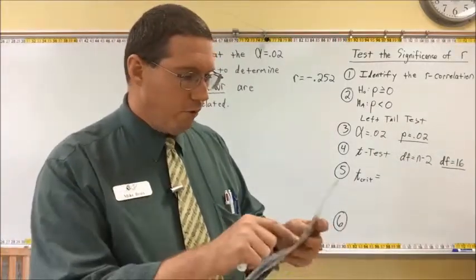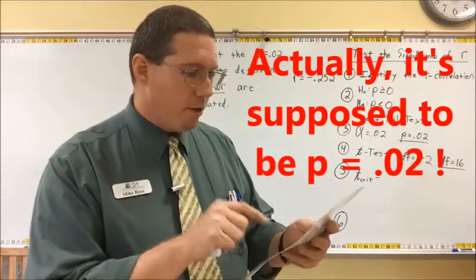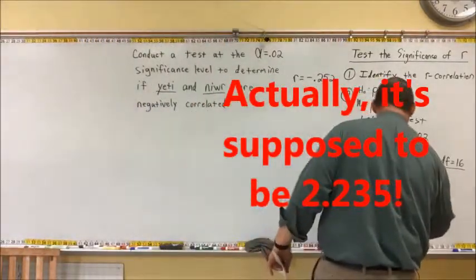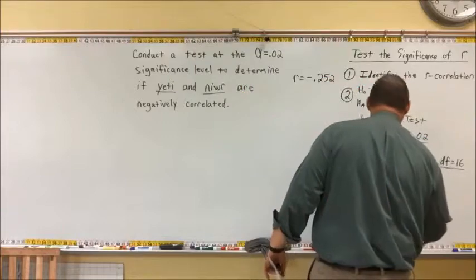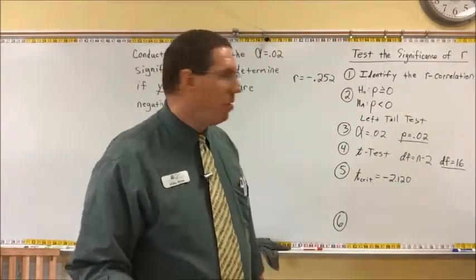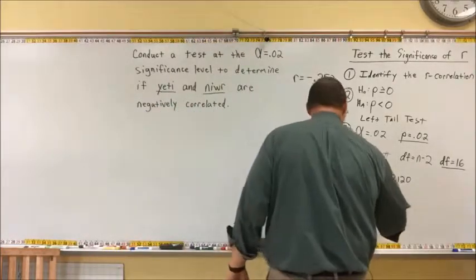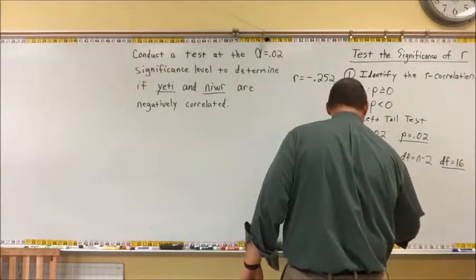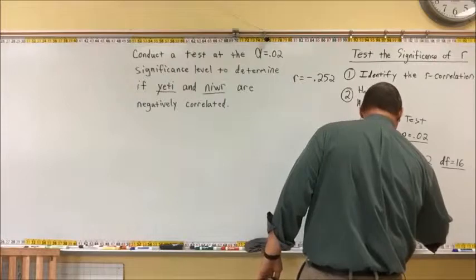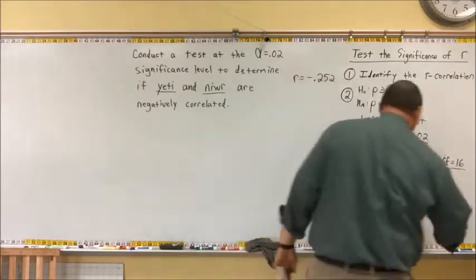So let's go to 0.025, go down to degrees of freedom of 16. I'm seeing 2.120, but it's going to be negative 2.120 because all left tail tests have a negative critical t value. So now our decision rule is going to be to reject the null hypothesis if our t statistic is less than negative 2.120.